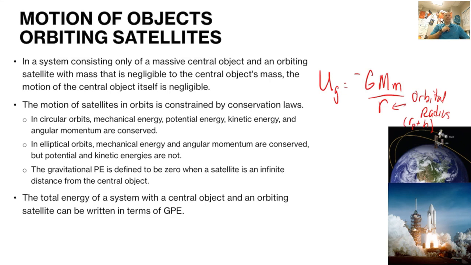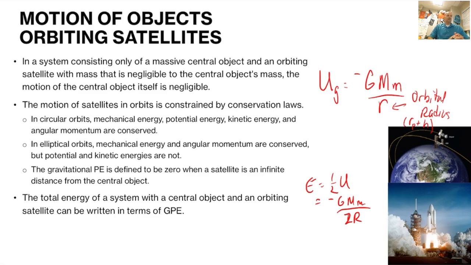All right, so the total energy of a system with a central object and an orbiting object can be written in terms of gravitational potential energy. And so the total energy would be 1/2 of U, or negative G, big M little m divided by 2r. And so that becomes our total energy.